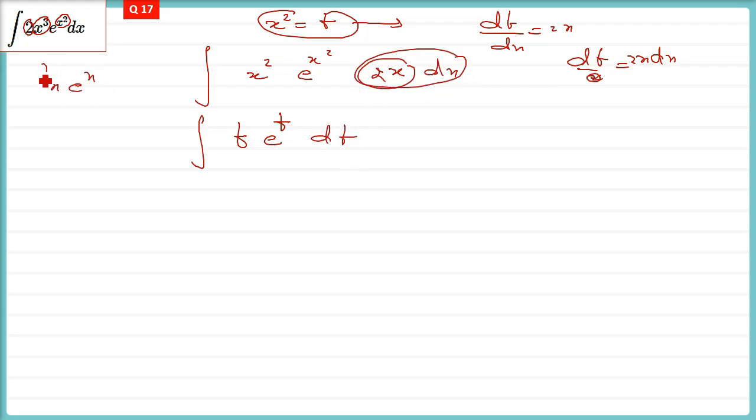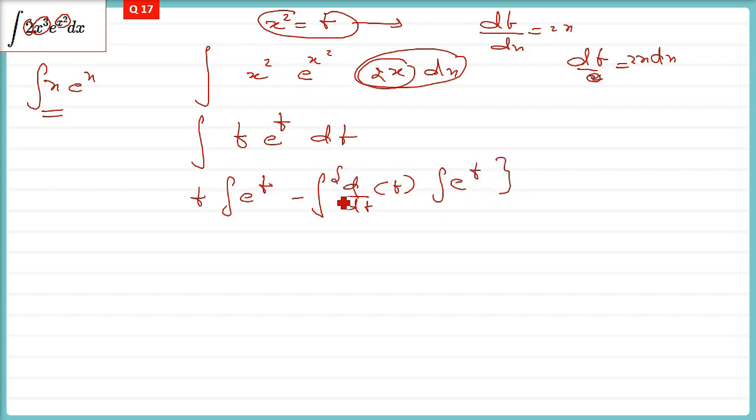Now x e to the power x question we have already done. So wherever this t is there, so t integration of e raised t minus integration of d by dt of t and integration of e t again. Please remember, integration of e to the power anything will always be that thing only. Number of times you integrate doesn't matter. Number of times you differentiate doesn't matter. So integration of e t will be e raised t only. d by dt of t is 1. So integration of e t will be e raised t only plus a constant of integration.